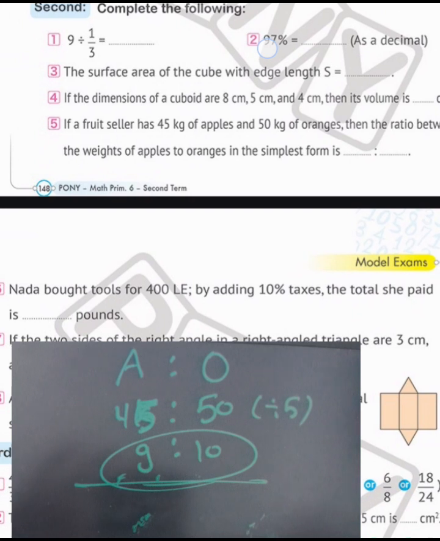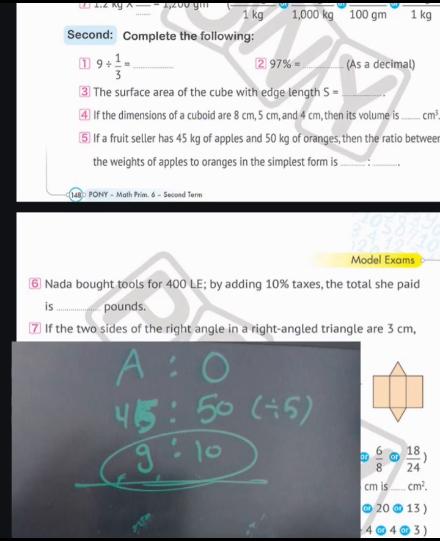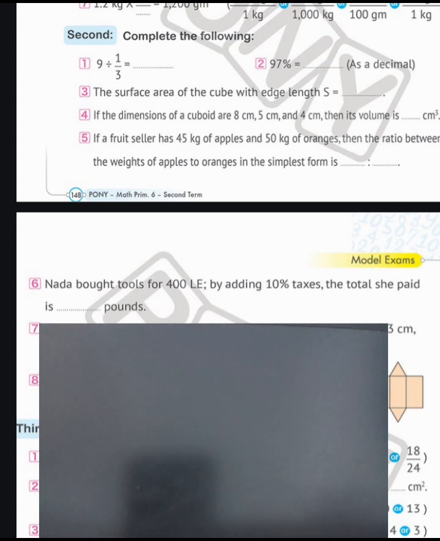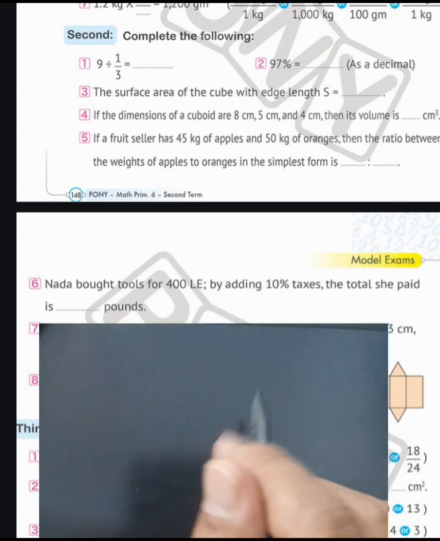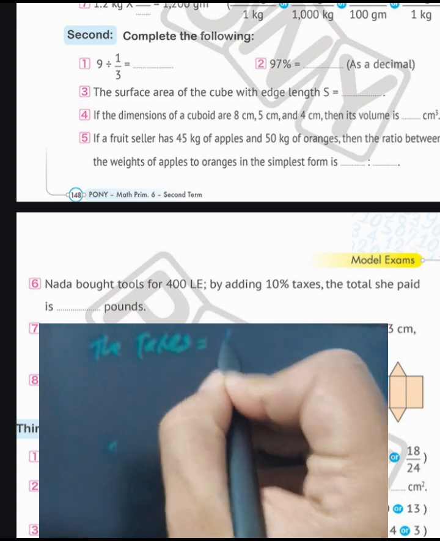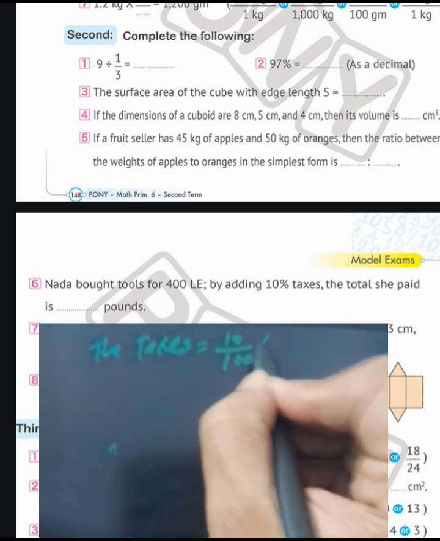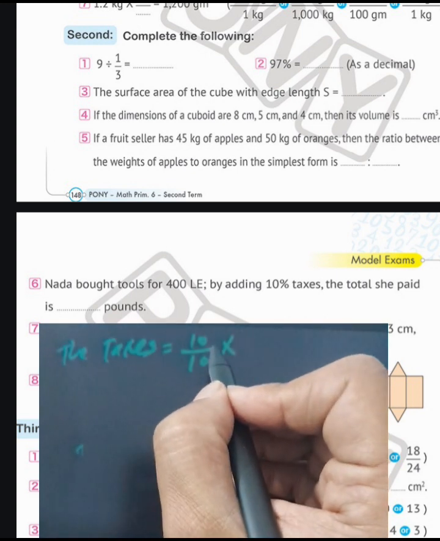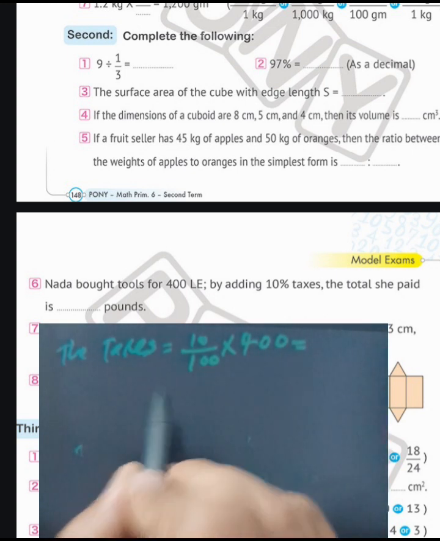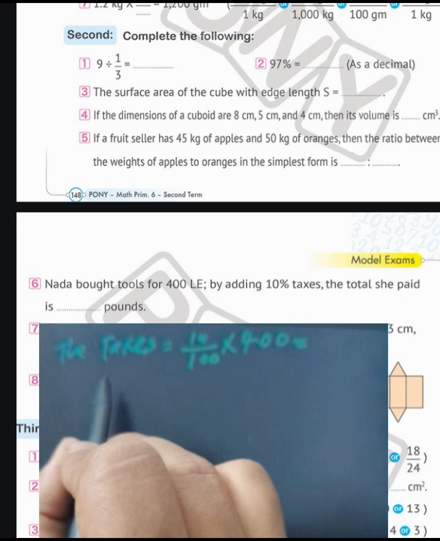Question number 6. Nada bought a tool for 400 Egyptian pounds, adding 10% taxes. The total she paid equals what? First step, we must find the taxes. 10% means 10 over 100 of the total amount here. The cost was 400. First step, we must find the taxes.